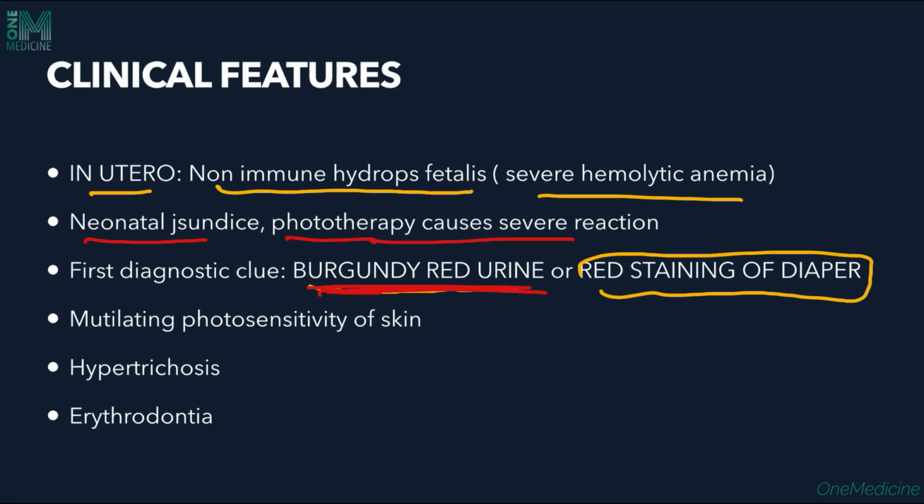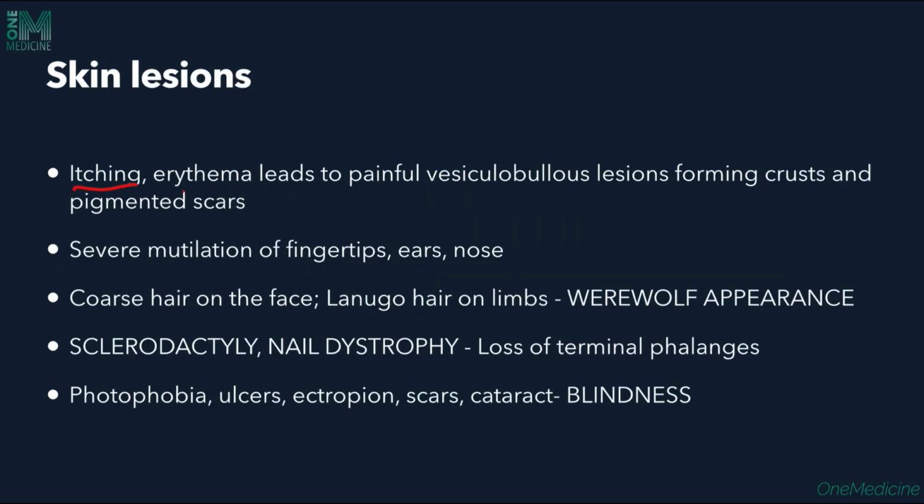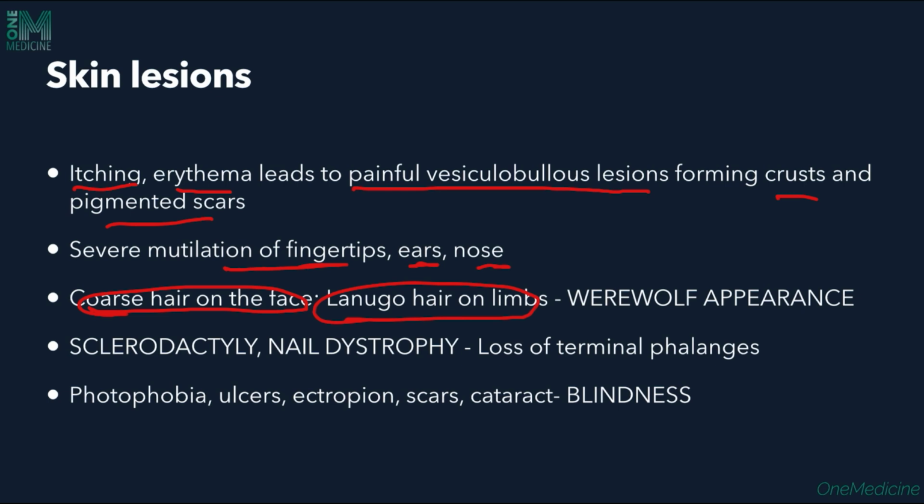Mutilating photosensitivity again is an important finding here, and hypertrichosis and erythrodontia, which is red colored teeth, can also be present in this condition. There will be itching present, erythema, which leads to painful vesiculobullous lesions, which later form crusts and pigmented scars. There is severe mutilation of the fingertips, ears and nose. Coarse hair can be present on the face, and lanugo hair on the limbs. So the face will have coarse thick hair and lanugo hairs will be present on the limbs, and this is called a werewolf appearance, which is characteristic of congenital erythropoietic porphyria.